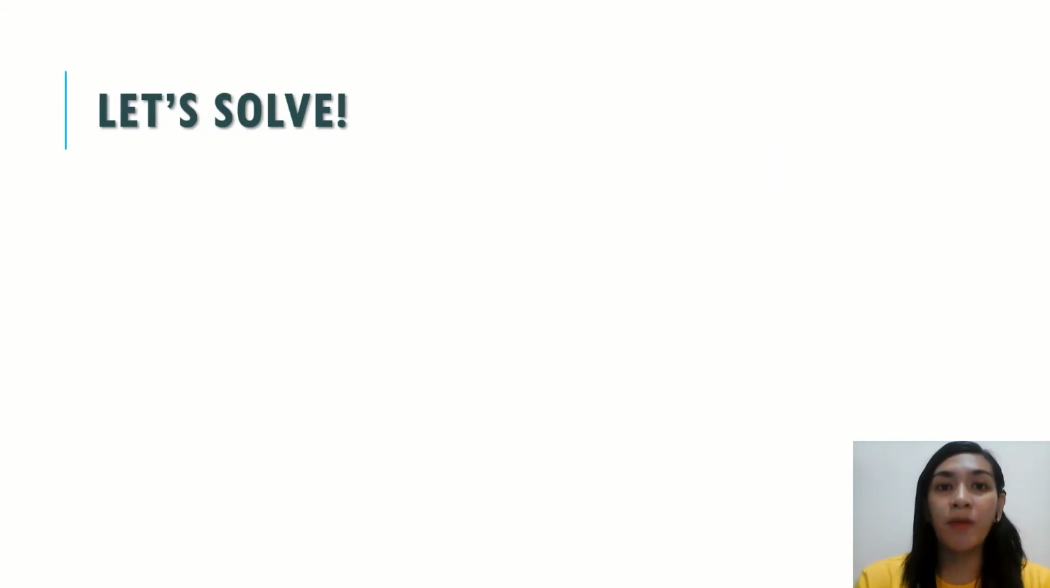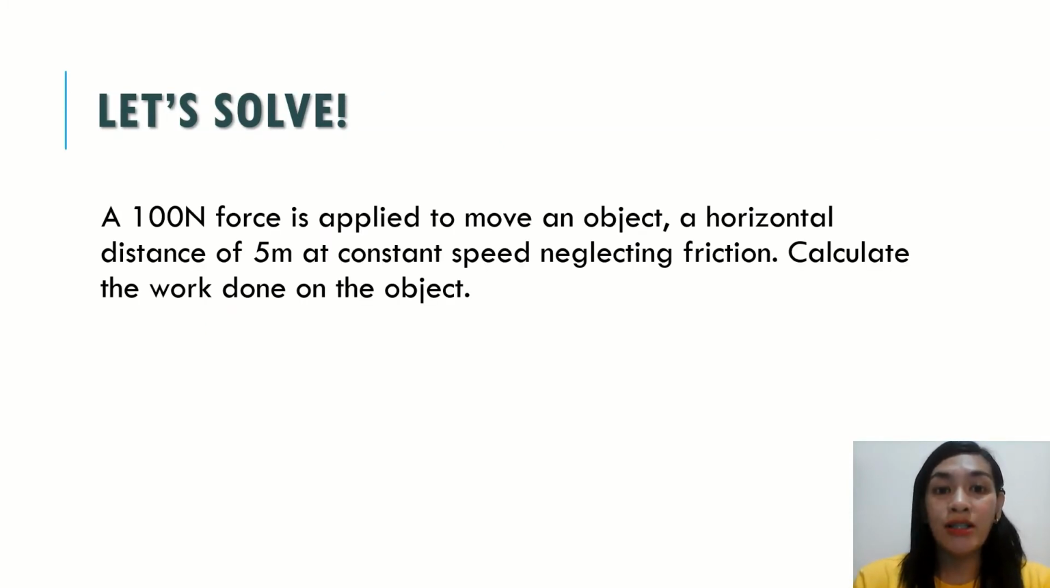So here is our problem. A 100 Newton force is applied to move an object in a horizontal distance of 5 meters at constant speed, neglecting friction. Let's calculate the work done on the object. First, pause this video and try solving on your own, and then go back to the video once you're done.